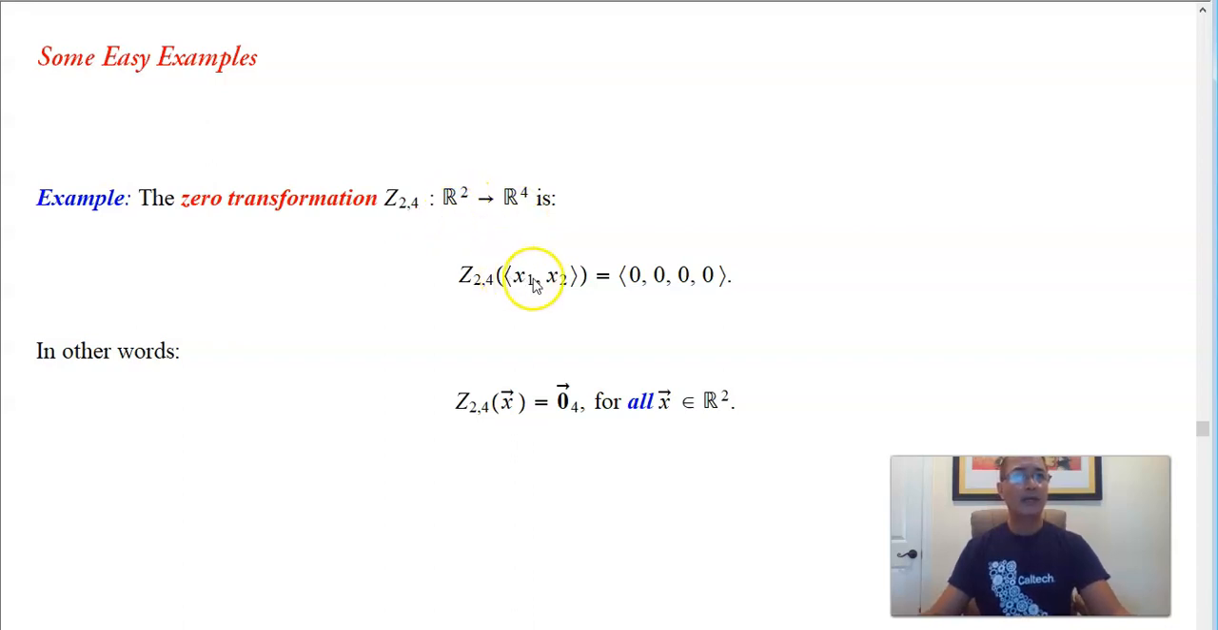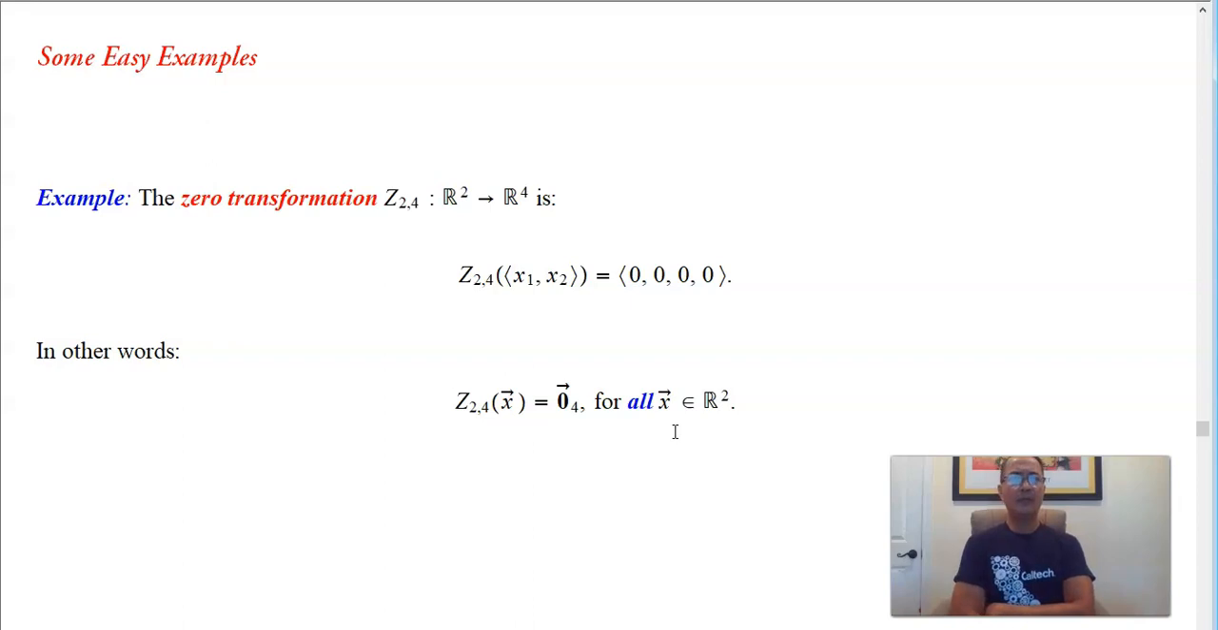So where will x1, x2 go to? As the name implies, the zero transformation will take any input vector and will always output the zero vector in the codomain. So that is 0, 0, 0, 0. Very boring, very trivial. So in other words, Z sub 2,4 of x is always 0 for all x in R2.